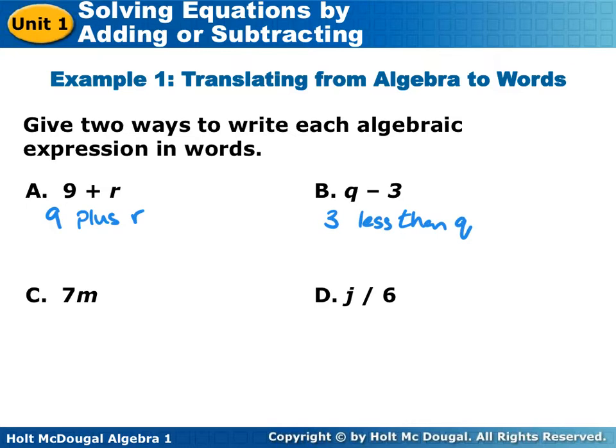All right. C. What could I say? 7 times M. And then the last one, I will do the hard one for you. You would say the quotient of J and 6. Because that just means J divided by 6.